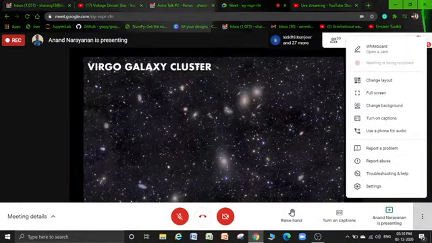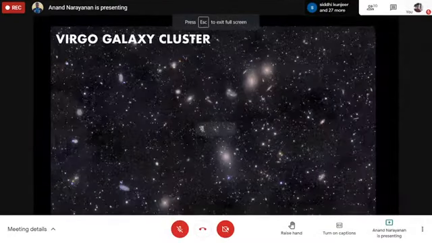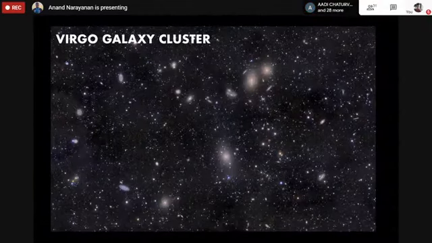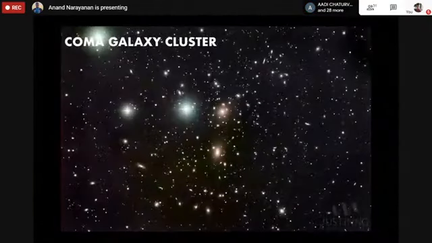Now, Virgo is not the only galaxy cluster that we know of. There are a large number of galaxy clusters. In fact, there are galaxy cluster catalogs. So I'll just show you one more picture of what a galaxy cluster looks like.